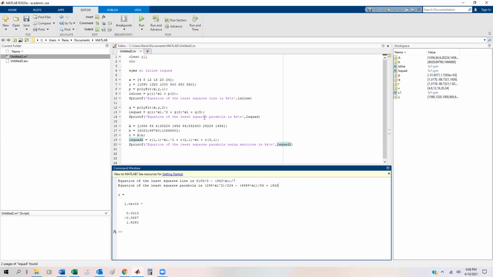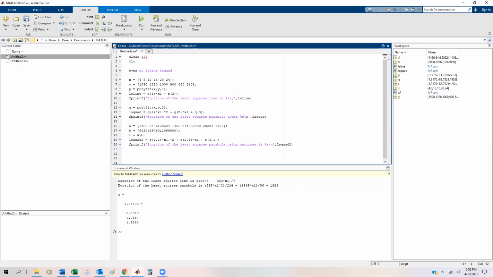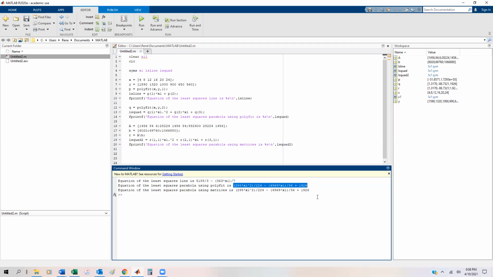All right, so least squares parabola using polyfit is, okay, so now we have that differentiated. All right, and check this out. These two are exactly the same. So one of two things happened. Either we got extremely lucky or the method that we utilized works well. All right, so far so good.